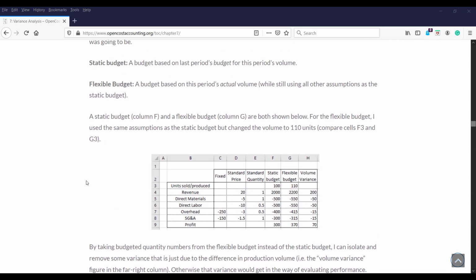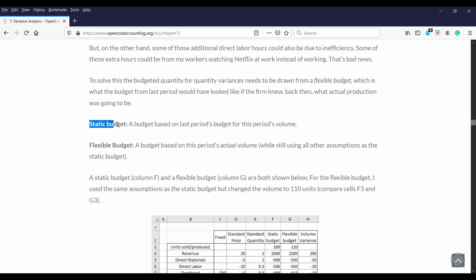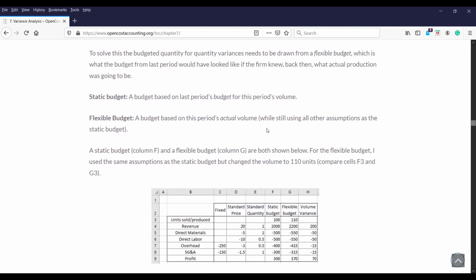In this table, we use these two different budgets we're talking about. The static budget is based on last period's budgeted volume of finished goods units. We're talking about finished goods units when I use the word volume in this case. The flexible budget is the budget based on the actual volume. So we're using all the same assumptions as the static budget, but we're just plugging in actual volume from this period. So it's standard quantity, standard price, but actual volume.